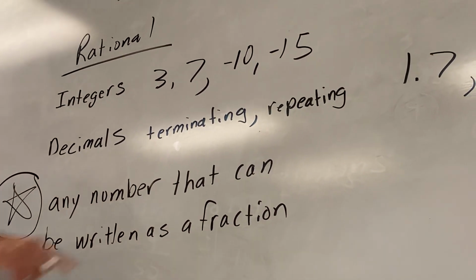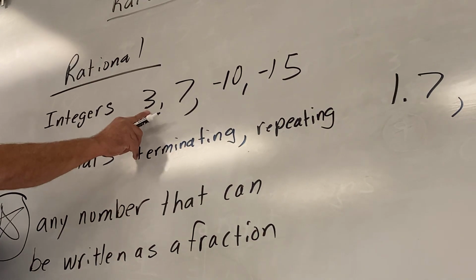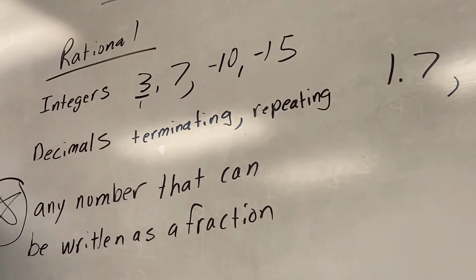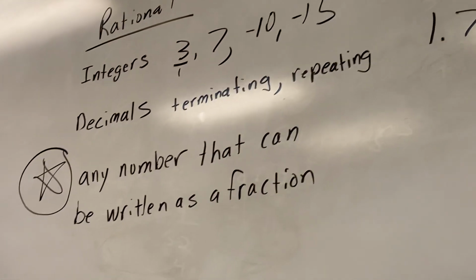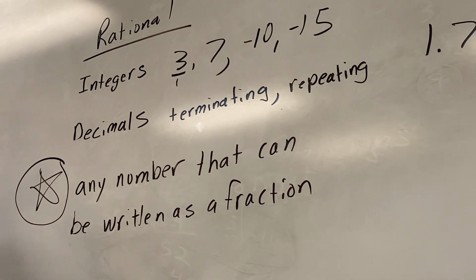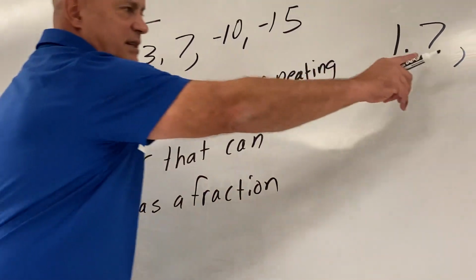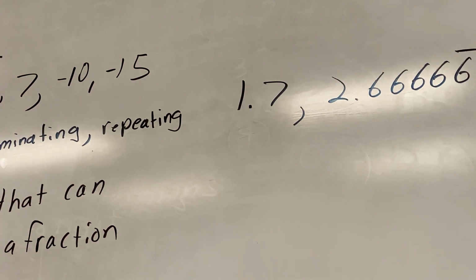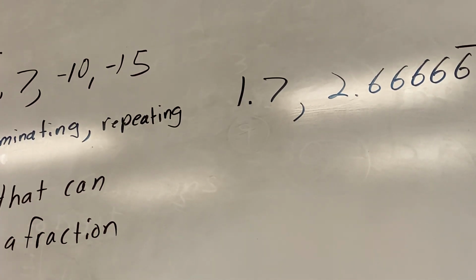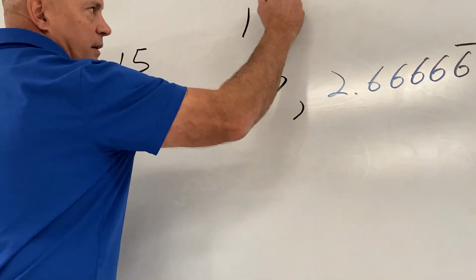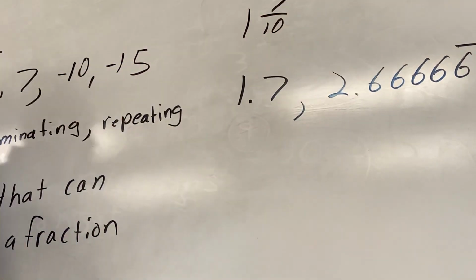Now watch, how can I write the number 3 as a fraction? 3 over what? 1. Y'all agree 3 over 1 is a fraction? Any fraction is automatically a rational. What about this number, 1.7? How can I write that as a fraction? You write the 1. Yeah. And then you write 7/10. Very good. Do y'all agree with Bella that that is 1 7/10? Yes.